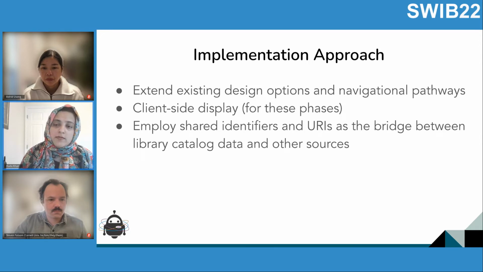With respect to how we've done the implementation of the phases we'll be talking about, all of these rely on client-side display, trying to understand how we can decorate, supplement, and extend the designs that we have right now in the library catalog, the options we've already picked, and how users currently navigate the catalog. We use that as a starting point to see what else we can provide to users using linked data. And we're always on the lookout for shared identifiers and URIs. They're really the glue and the bridge that allows this work to actually happen.